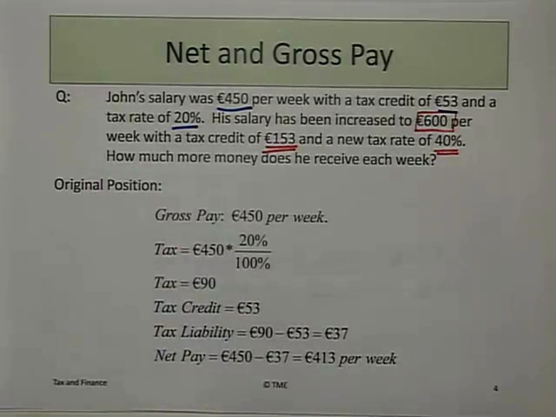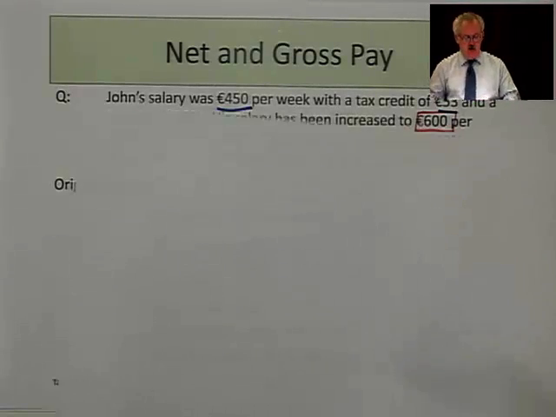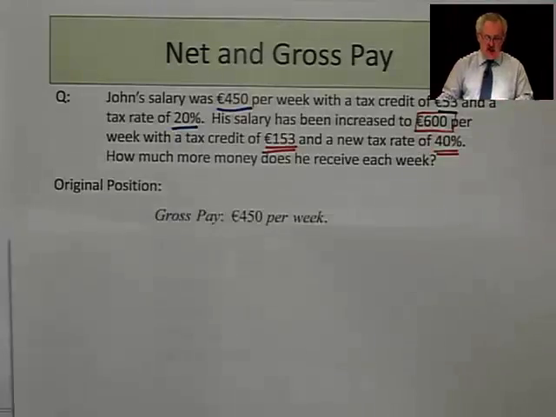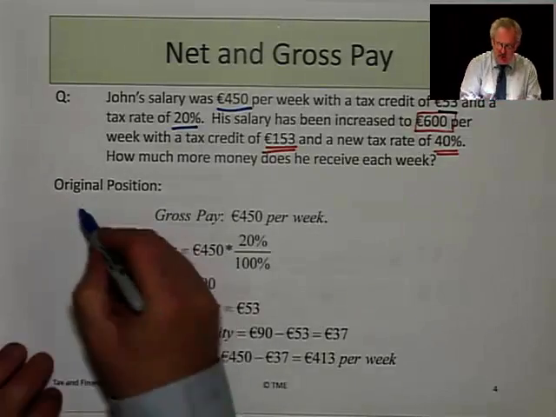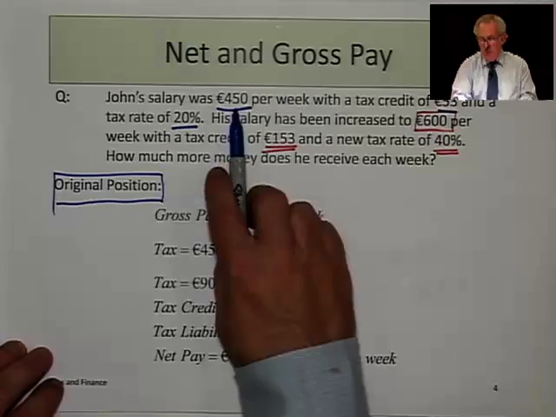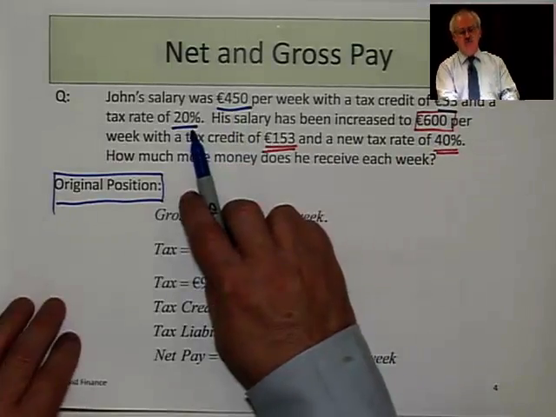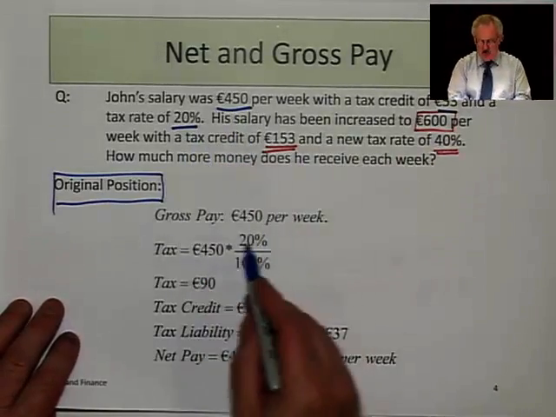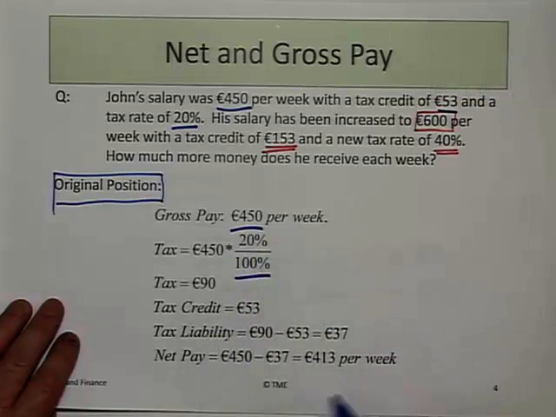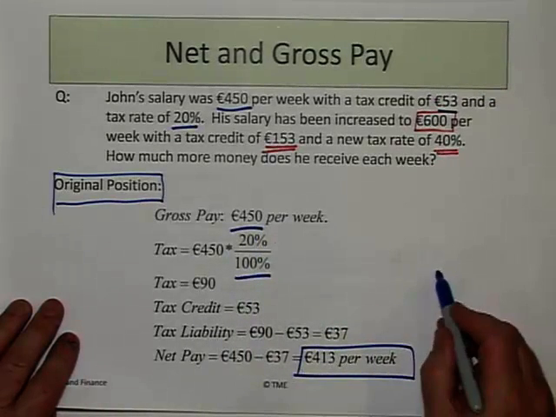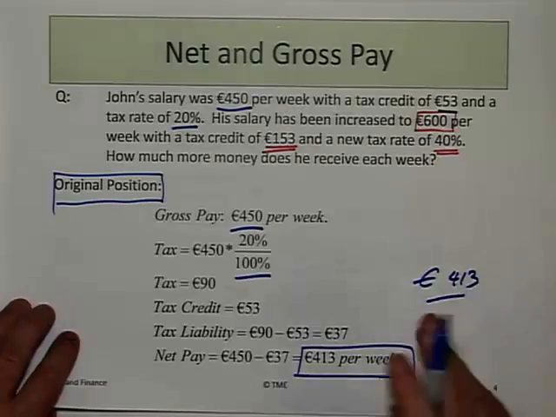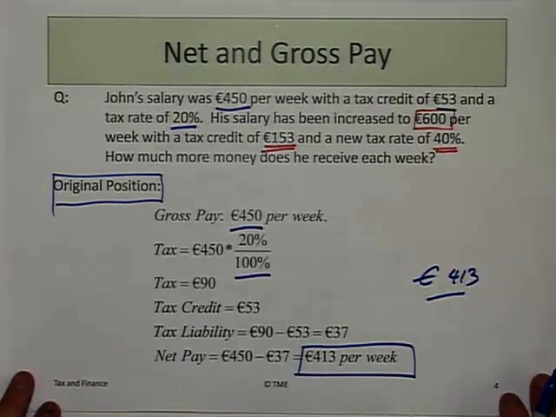Now, he'll get some more, but lots of things have changed. So effectively what we've got to do is look at the original position and the new position. And the original position really was the 450, the 53 and the 20. We've done that. We're saying that the gross pay was 450, then the 20%, and we had worked that out as 413 a week. So that's the original calculation.